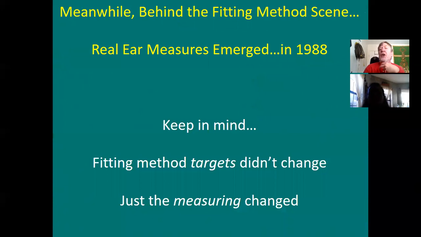So, meanwhile, behind the scene, real ear measures emerged. 1988.